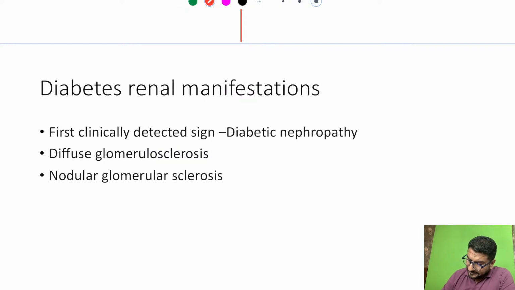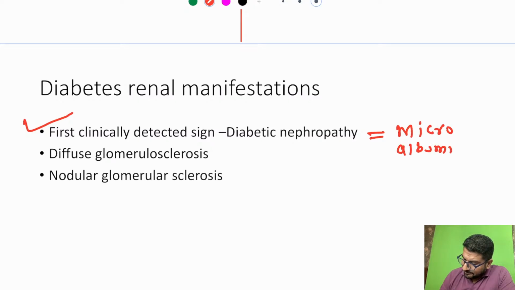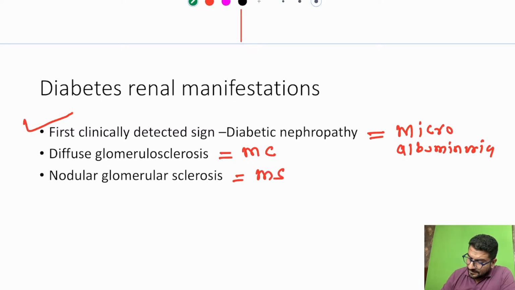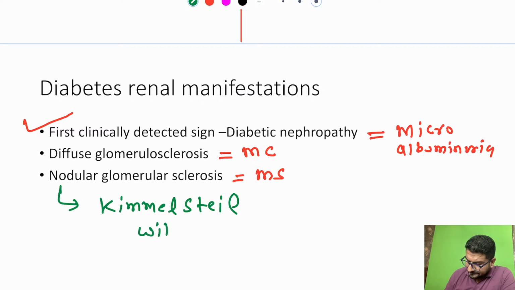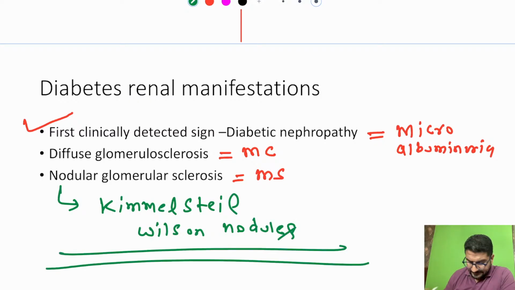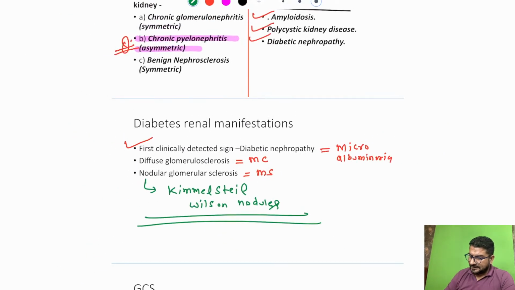So the first clinical sign of diabetes is microalbuminuria. The most common type of glomerulosclerosis will be diffuse glomerulosclerosis, but the most specific will be nodular. And these nodules we call Kimmelstiel-Wilson nodules. These are diabetic renal manifestations.